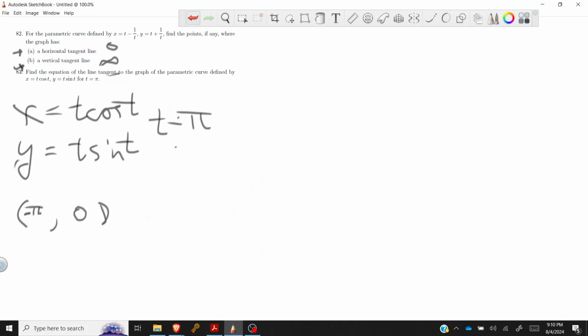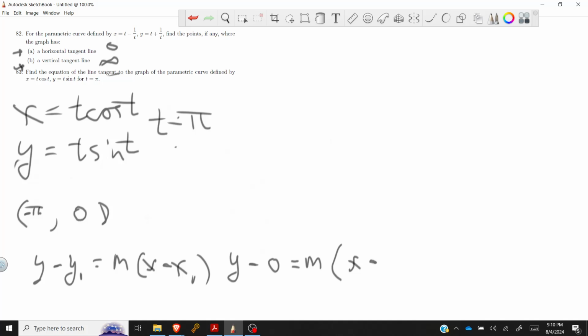So we have a point. Sounds like the perfect time to use point slope form, right? So this is point slope form. If we plug in our values, we have y minus 0 equals some slope times x minus -pi, which is x plus pi. So now we just need to find the slope at t equals pi.